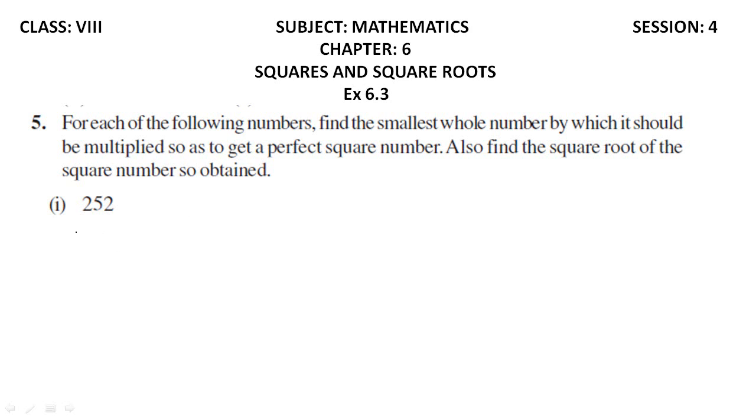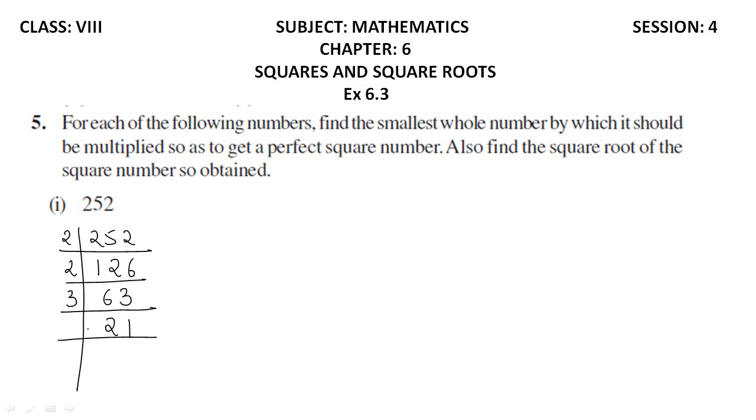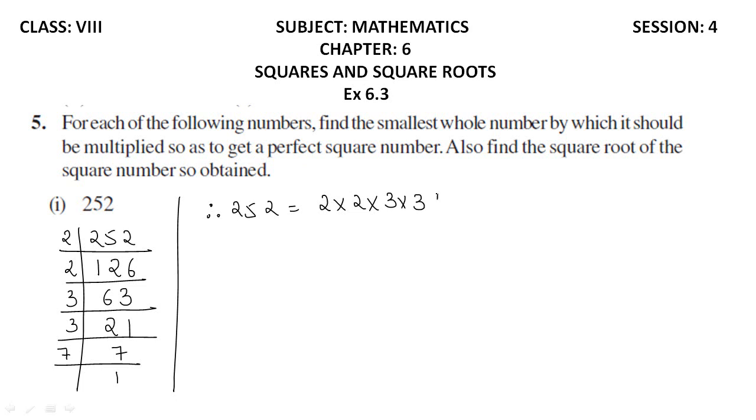So for it, first we have to do the prime factorization of 252. So it will go on the table of 2 first. 2 ones are 2, 2 twos are 4, 2 sixes are 12. Again on 2, 2 sixes are 12, 2 threes are 6. Now on 3, 3 twos are 6, 3 ones are 3. Again on 3, 3 sevens are 21, 7 ones are 7. So therefore, the prime factorization of 252 is equal to 2 into 2 into 3 into 3 into 7.